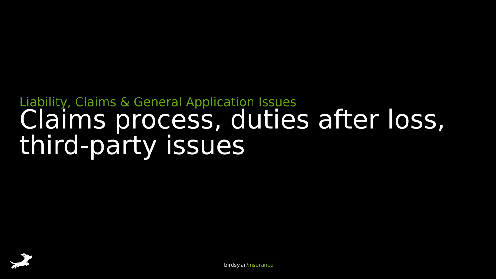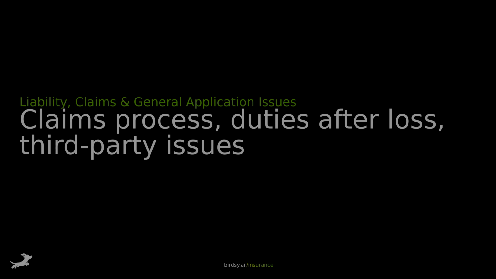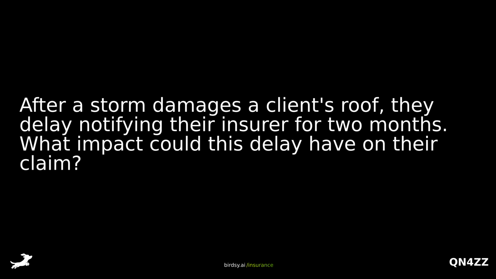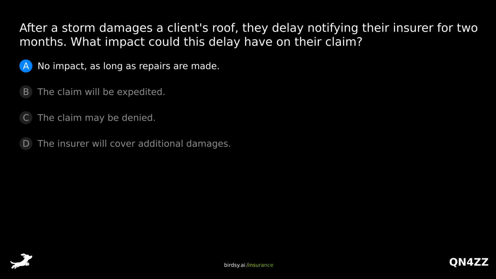Claims process, duties after loss, third-party issues. After a storm damages a client's roof, they delay notifying their insurer for 2 months. What impact could this delay have on their claim? Is it A, no impact as long as repairs are made? B, the claim will be expedited? C, the claim may be denied? Or D, the insurer will cover additional damages? The answer is C, the claim may be denied.